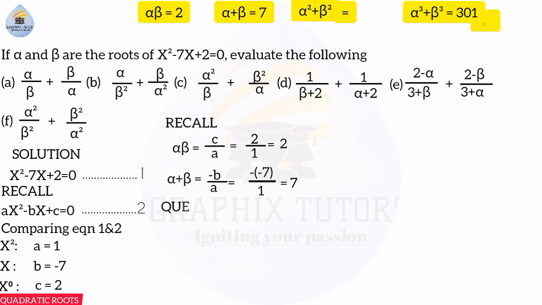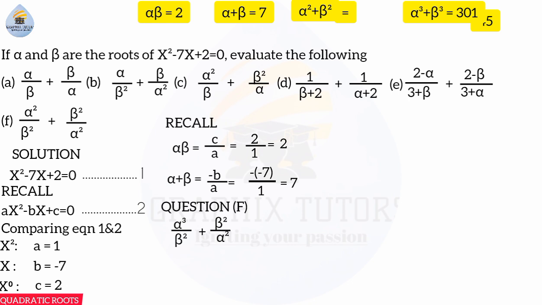Is that okay? You can pause the video and try the sixth question that says evaluate alpha square over beta square plus beta square over alpha square. Do the same procedure, right? So you can pause the video and try that for yourself. But for the benefit of others, let me just show you what to do. So from here, look for the LCM.